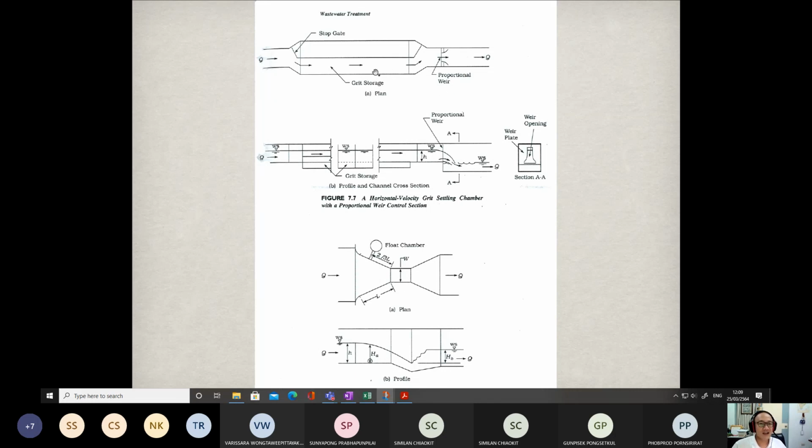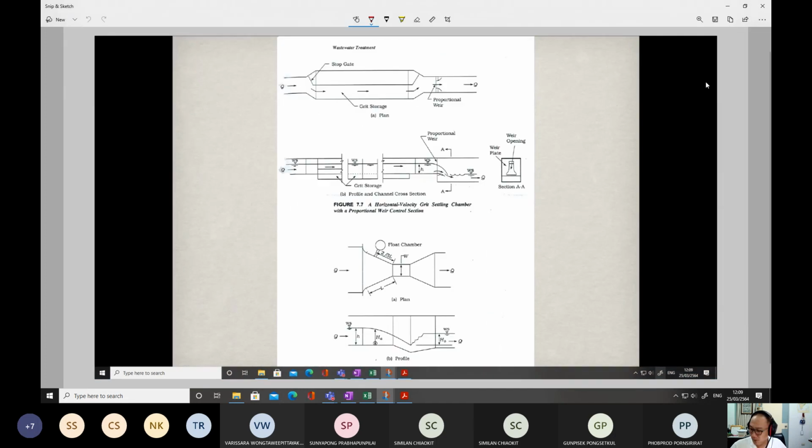Alternatively, after the water containing grit passes the grit chamber, they can also use the proportional weir instead. They may use the flumes like this, or they can also use the proportional weir. Have you ever heard about the proportional weir?